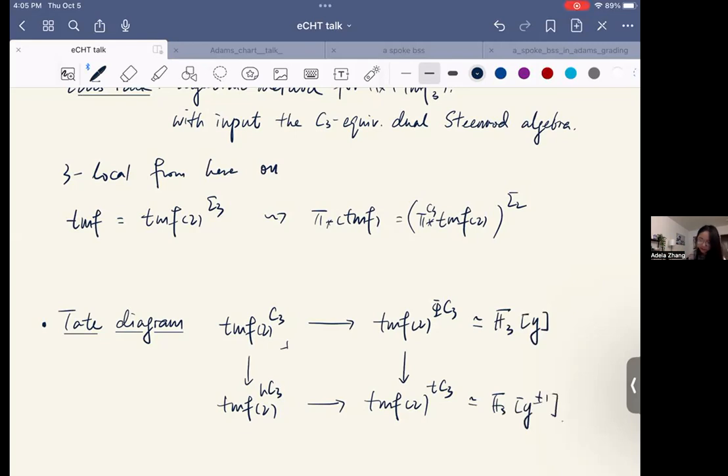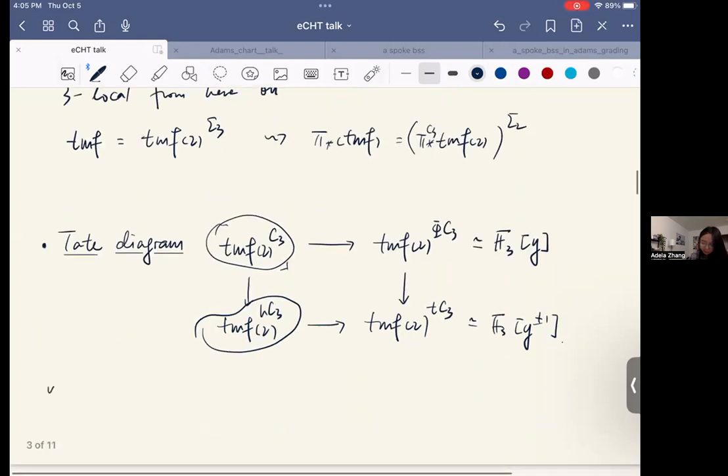And this is a pullback diagram. Therefore, if we want to compute the homotopy group of the left of this corner here, once we know what the homotopy group of the homotopy fixed point is, then it's again going to be very straightforward. So we reduce to pi star on TMF2 and then take homotopy fixed point.